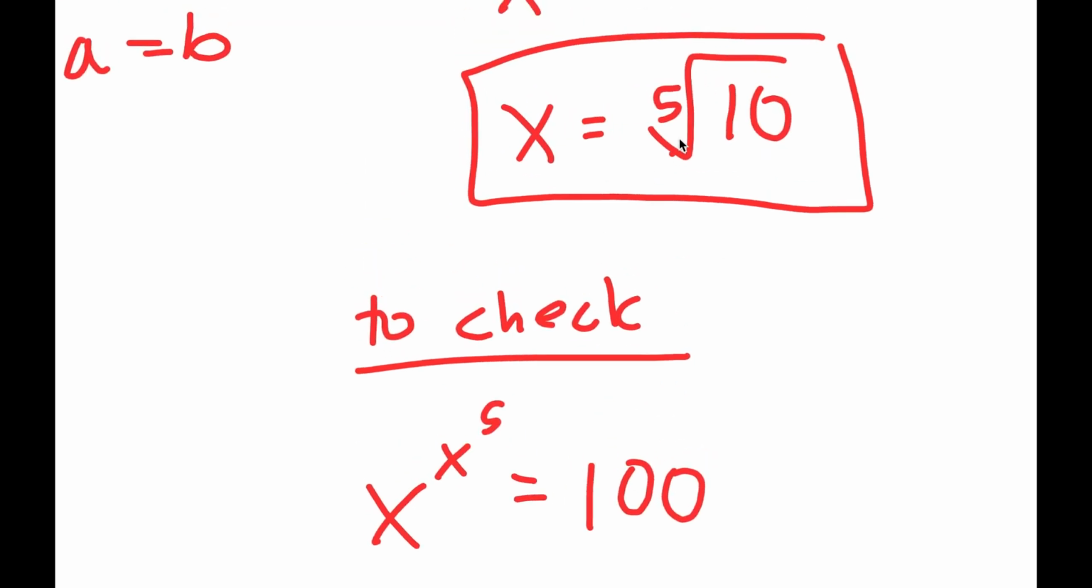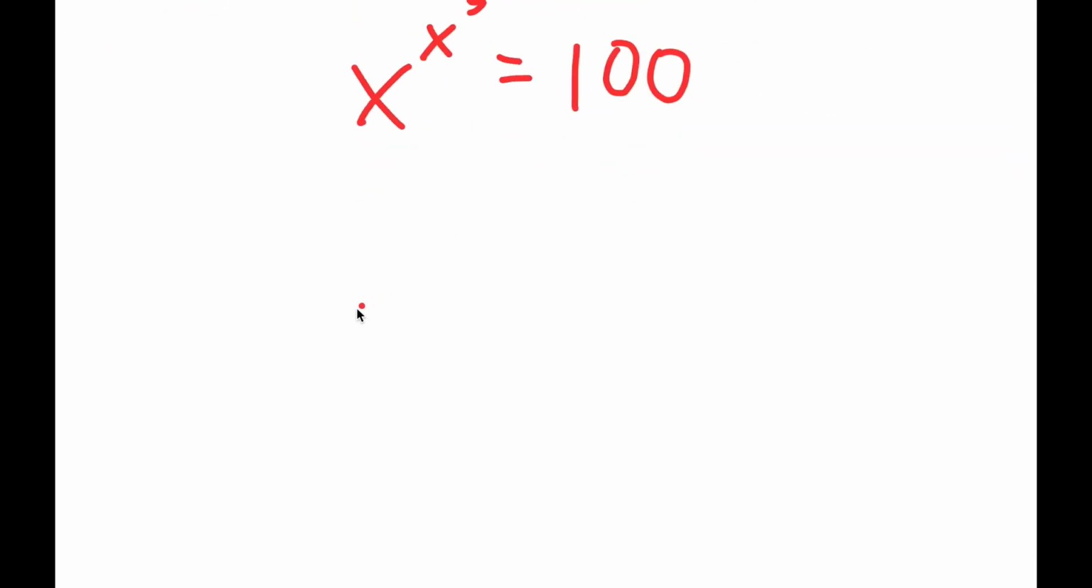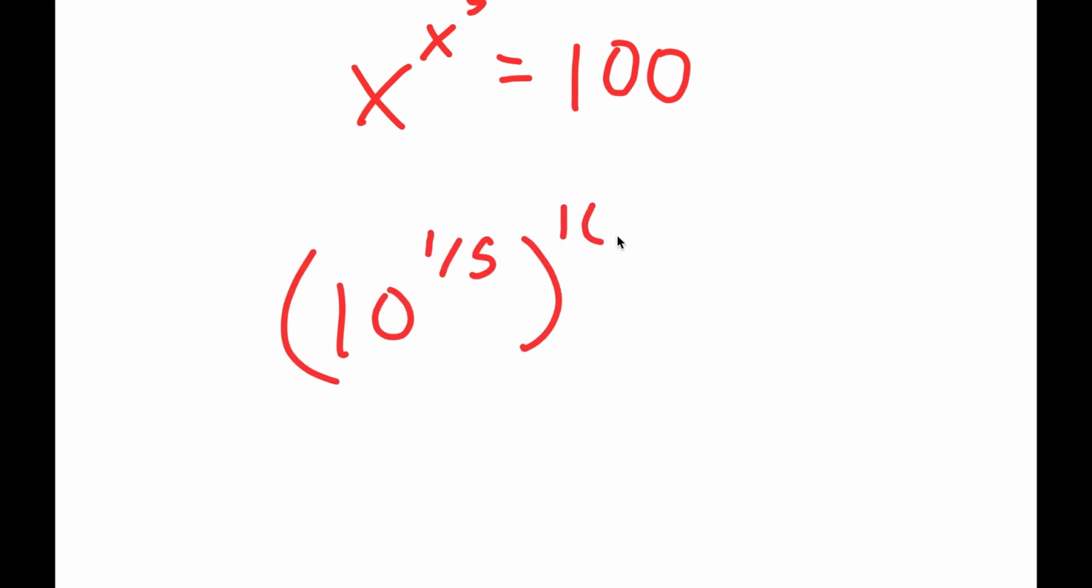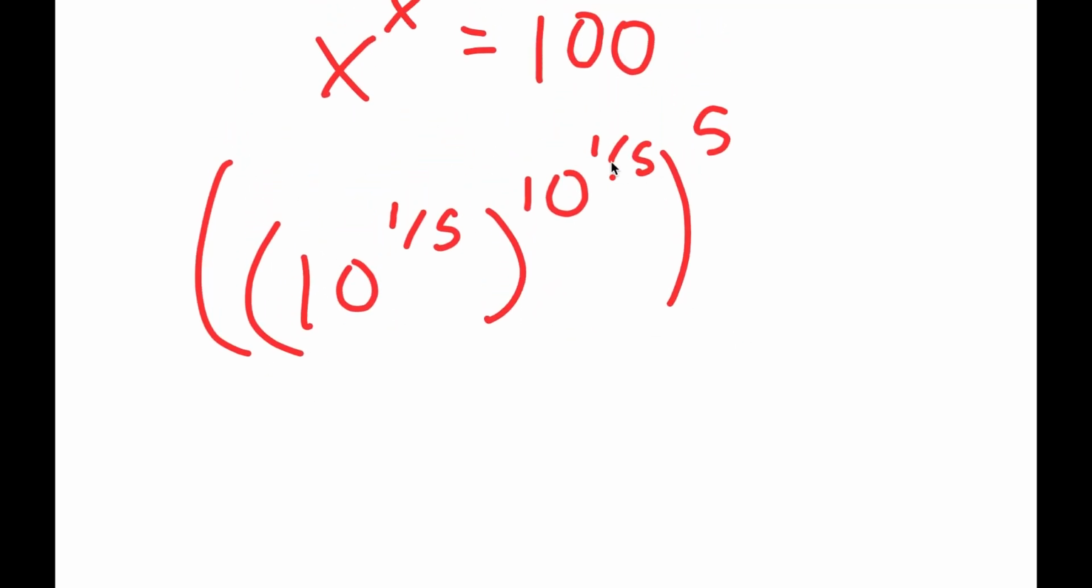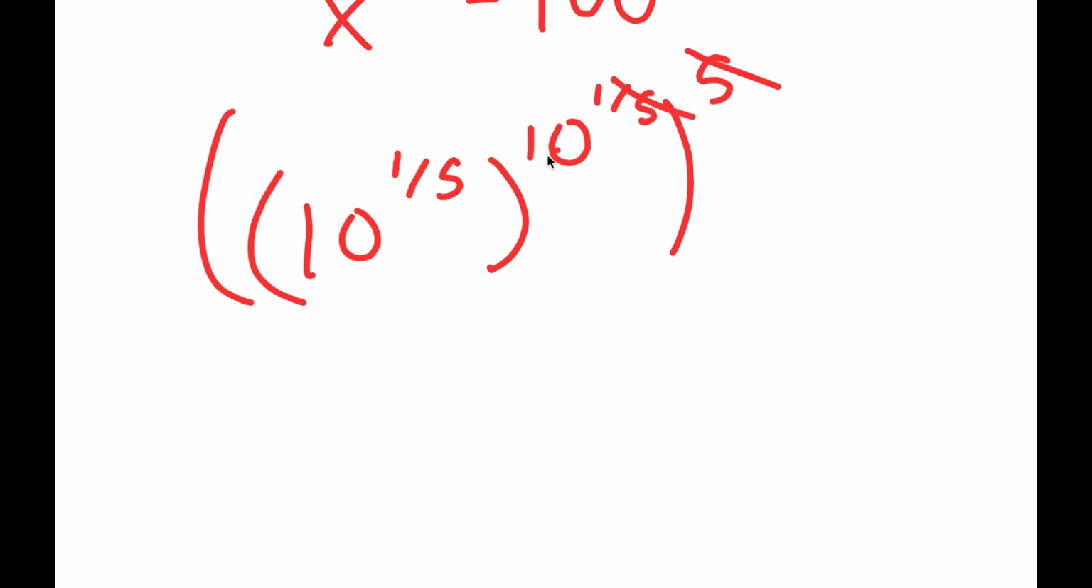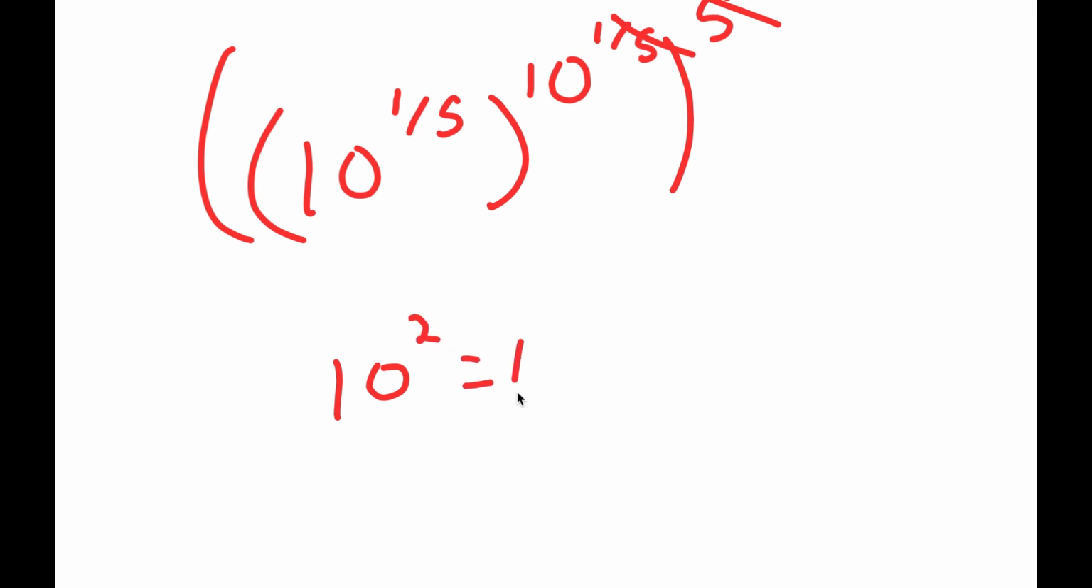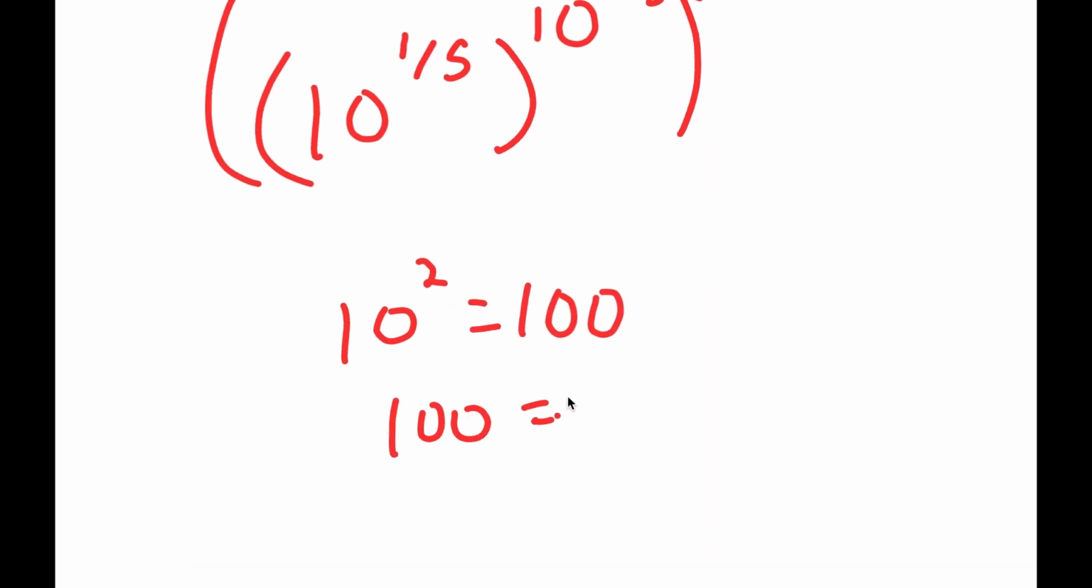So now to check, I'm going to plug this into my equation, x to the power of x to the power of 5 is equal to 100. The fifth root of 10 is the same thing as 10 to the power of 1 over 5. So 10 to the power of 1 over 5 times 5, these two cancel out, and 1 over 5 times 10 is 2, so I get 10 squared is equal to 100, and 100 is equal to 100.